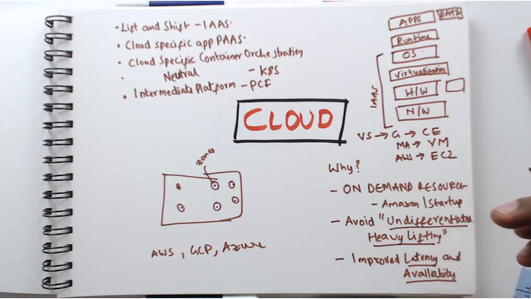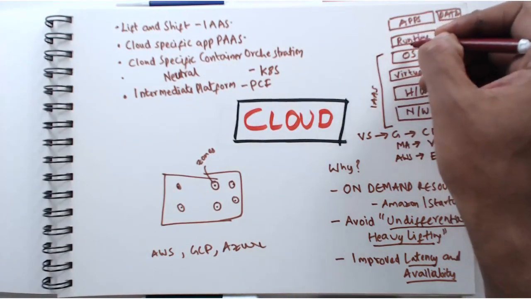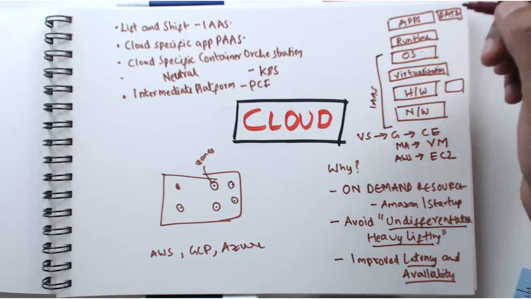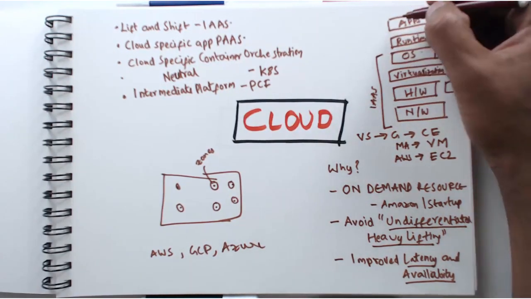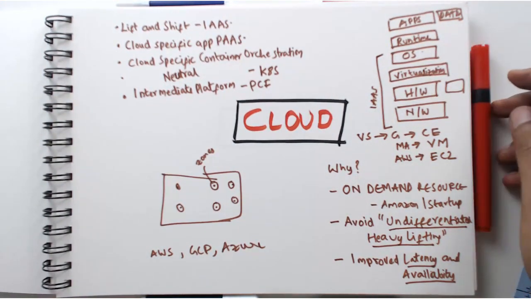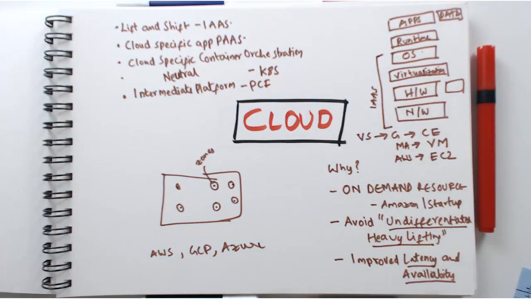You can say, I would want a virtual server with this configuration and this operating system. And then you can install whatever runtime you would want. You can install Java, you can install Tomcat, and you can install your apps and databases on top of it. So this is what is called infrastructure as a service. You can go for this.